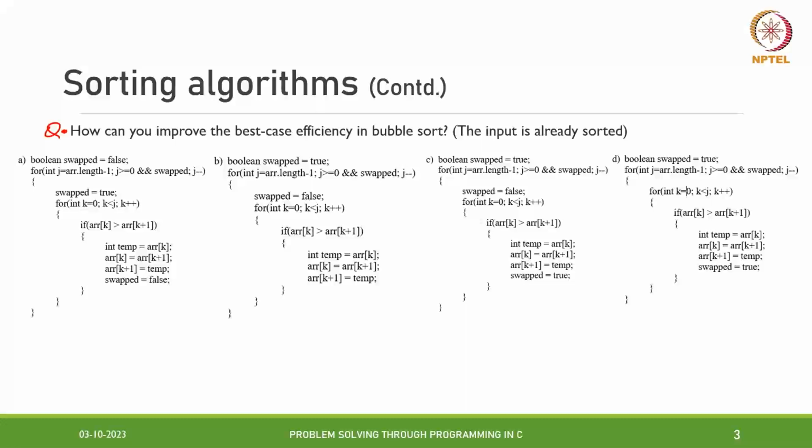Okay, so this question asks, how can you improve the best case efficiency in bubble sort? So best case means the input is already sorted, right? Now there are 4 options. Just have a look at them and think which could be used to improve the best case efficiency. That is, it should be in order of n. So it will only go through the array once, and it will know that it is already sorted. You can take the same example that I told earlier, go through the code, and you can find out which would be the answer.